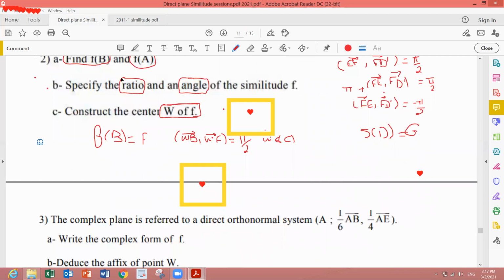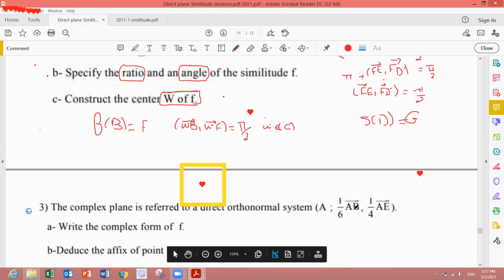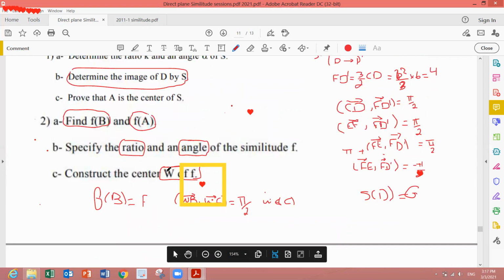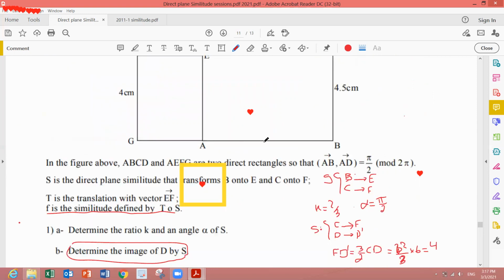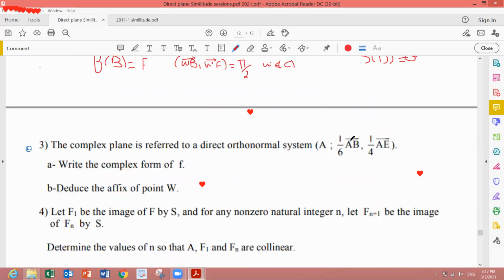The complex plane is referred to a direct orthonormal system with center A, and unit 1 over 6 AB. So AB is 6 units, and AE is 4 units. How to write the complex form of S?